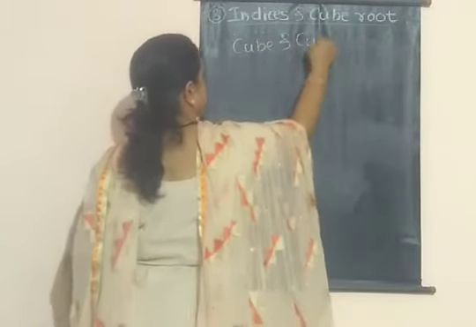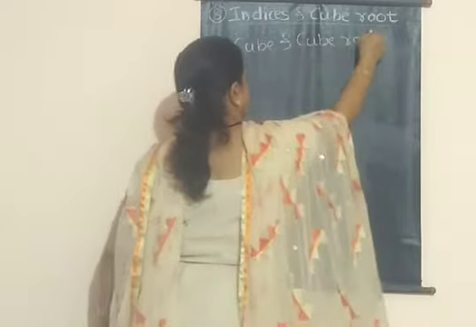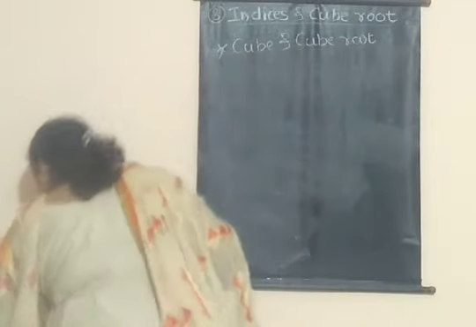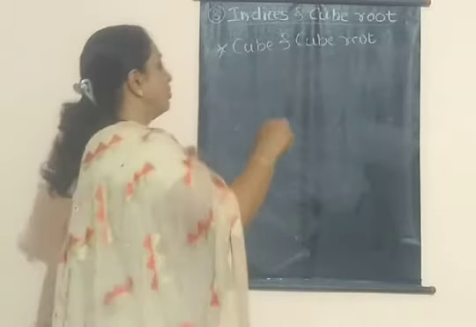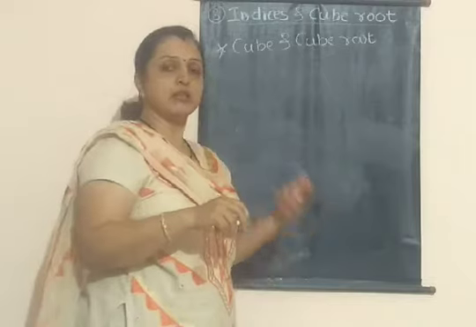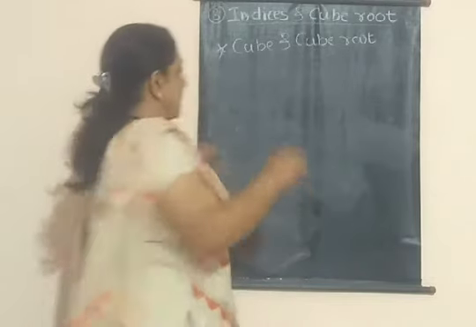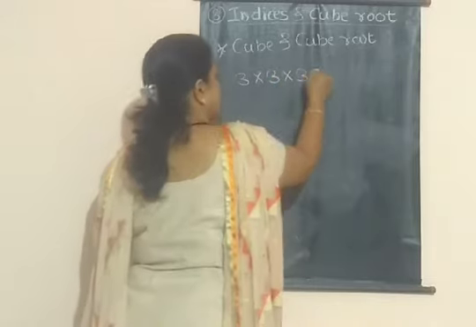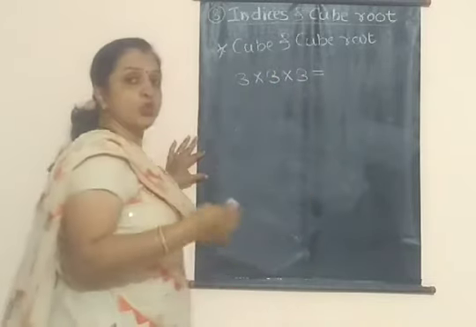Cube and cube root. So let's study first about the cube. What do we mean by cube and what is the cube root? If a number is multiplied by itself 3 times, like 3 multiplied by 3 multiplied by 3, then that is the cube of that number.